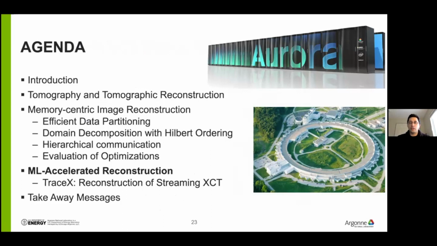So I talked about the optimizations that we did in order to improve the iterative reconstructions. I talked about the data partitioning, domain decomposition using Hilbert ordering, hierarchical communications, and I showed you what kind of results we got. In our group, we also do machine learning accelerated reconstructions on the streaming tomography data sets too.